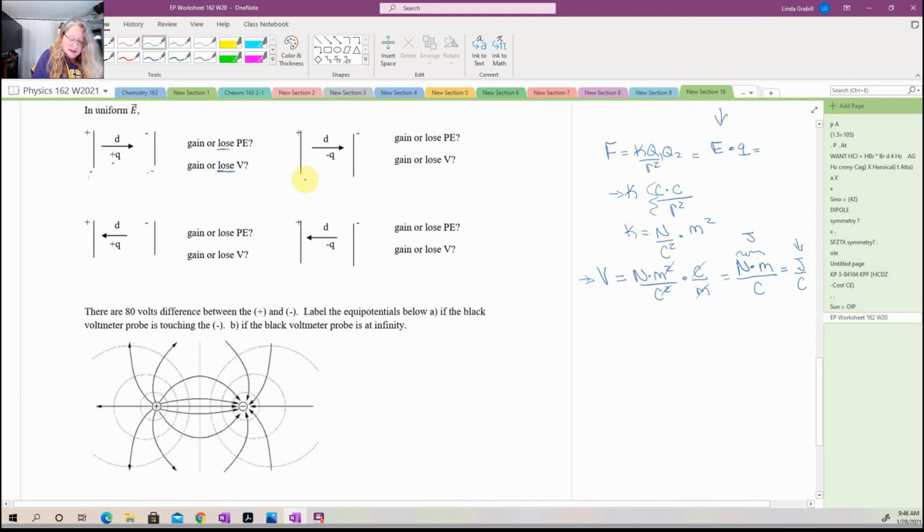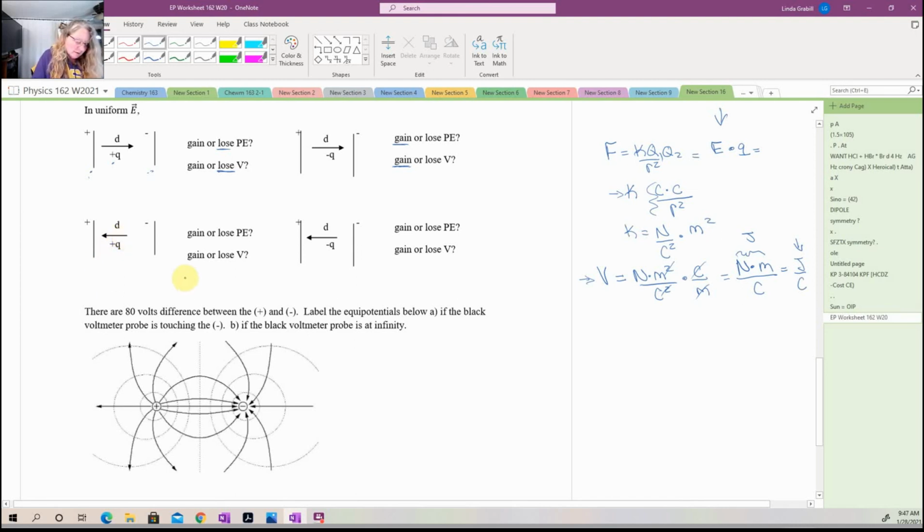Same thing here. Am I gaining or losing? Well, this is what I was saying in the other video. I am gaining potential. I'm making a negative charge go somewhere it doesn't want to, and I'm gaining potential energy. So moving here. Oh, I'm sorry. I panicked for a minute. I thought my drawing was bad. It's fine. So that D is just giving the direction that it's going.